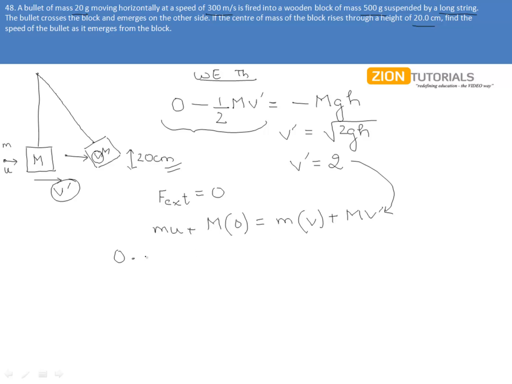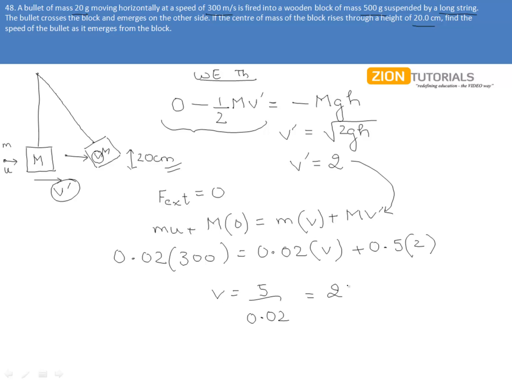Putting the value of v dash into this equation, we get the value of v by putting the values, that is 0.02 into 300 equals 0.02 into v plus 0.5 into 2, giving us the velocity to be 5 by 0.02, that is 250 meters per second. So this is actually the speed of the bullet as it emerges out from the block.